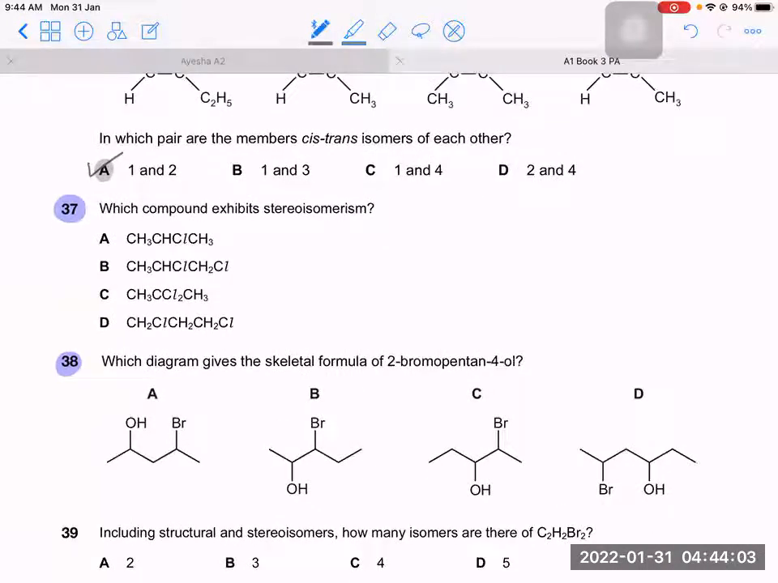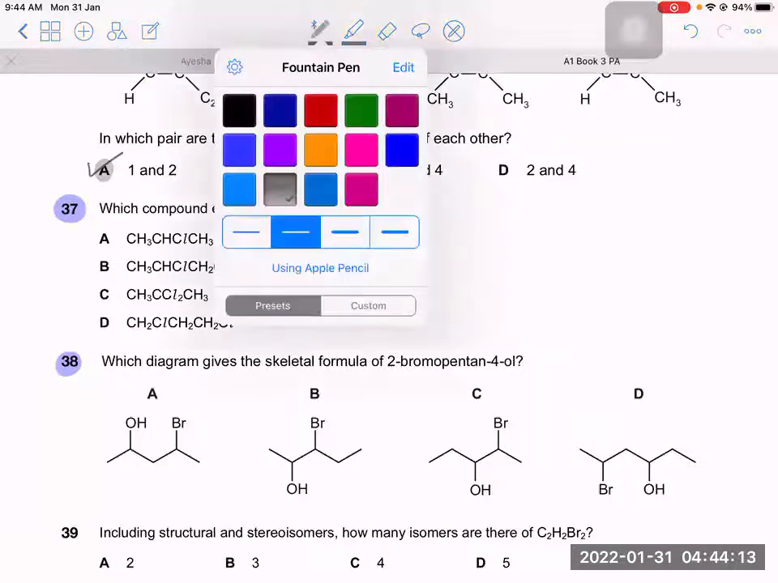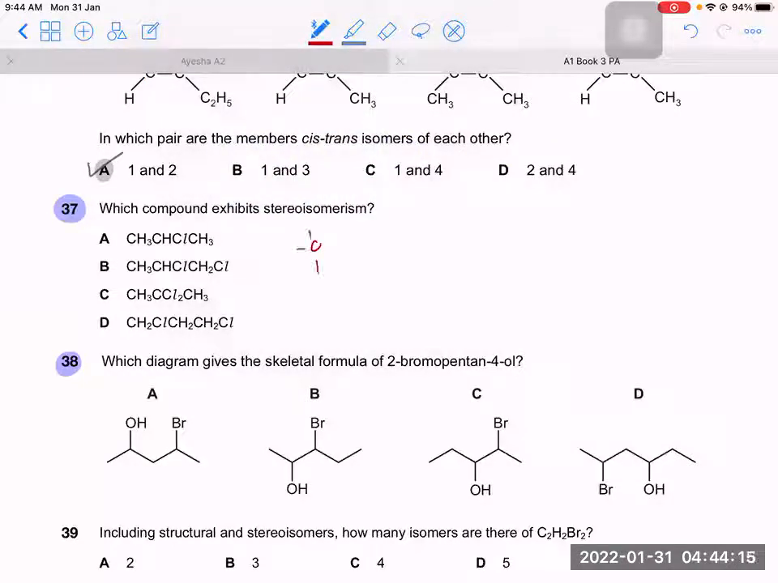Which compound exhibits stereoisomers? Now, they haven't specified whether they want chiral or geometric. Let's see. So you have a CH3, CHCl, and a CH3. Does this have any type of optical isomerism or geometric? No geometric, no double bond. No optical either. Why? Because this carbon has 2 CH3s. So this can't be optical nor geometric.